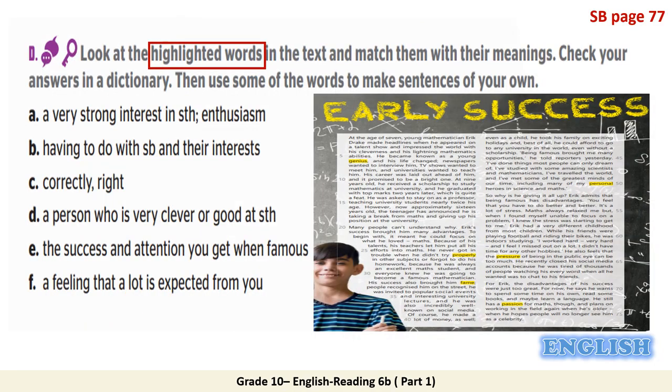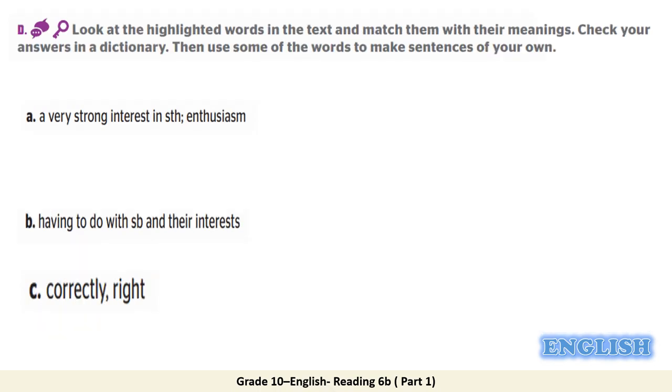The next exercise is exercise D, page 77. You will be looking at the highlighted words in the text to match them with their meanings. So make sure that you have your books on hand and let's begin. Let's move on to exercise D. Look at the highlighted words in the text and match them with their meanings. Check your answers in a dictionary, then use some of the words to make sentences of your own.